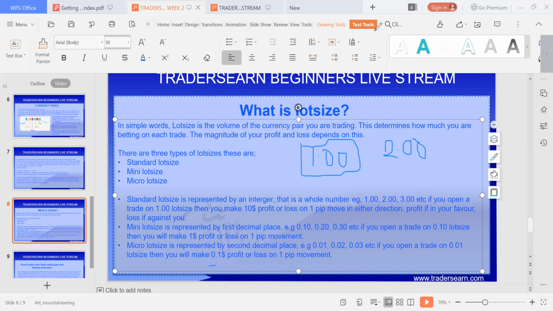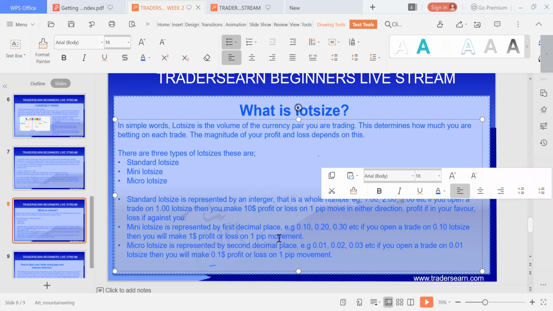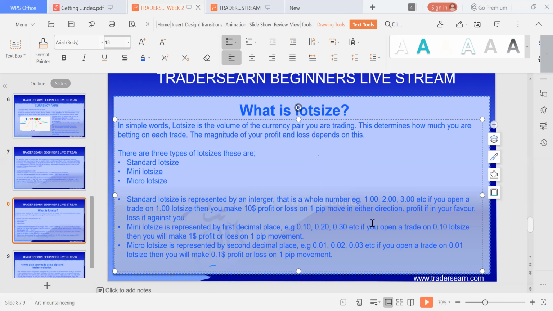You make $10 profit or loss. What does this mean? If the price goes in your favor by 1 pip, you'll be making $10 profit. And if it goes against you by 1 pip, you'll be losing $10. And if you use 2 standard lot size, if it goes against you by 1 pip, you'll now be losing $20 instead of $10, since it's now 2 pips. And if it is 3, it will now be $30, and so on and so forth.